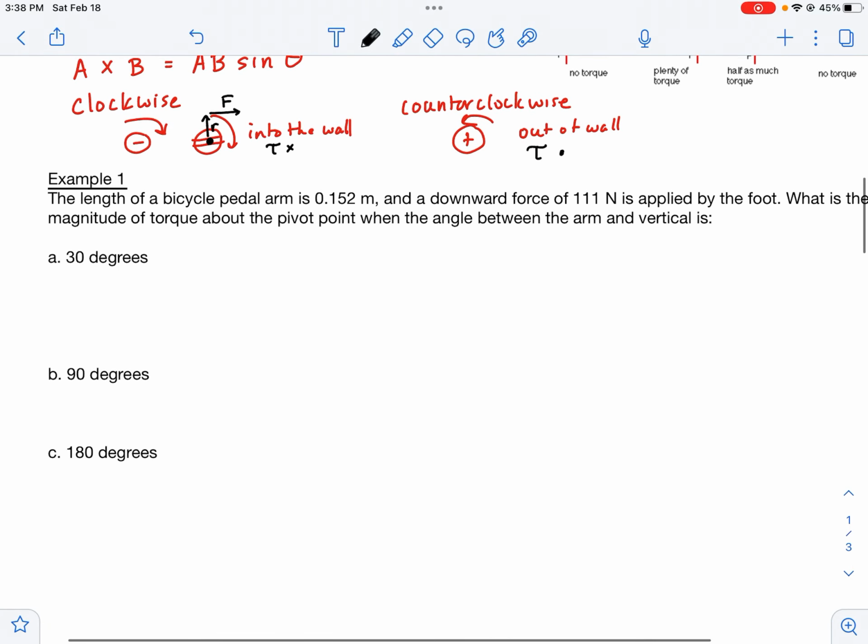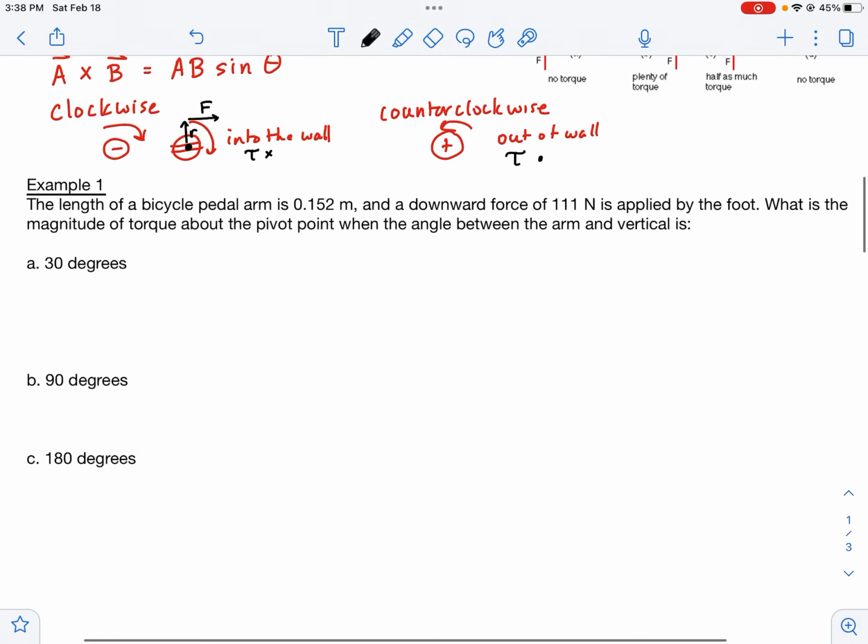Let's do an example. The length of a bicycle pedal arm is 0.152 meters, and a downward force of 111 newtons is applied by the foot. What's the magnitude of the torque about the pivot point when the angle between the arm and vertical is? And by arm here we mean lever arm.